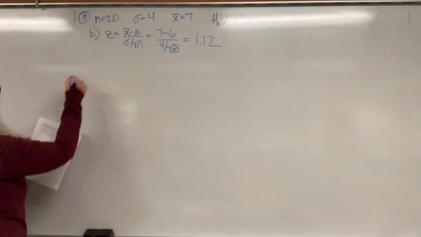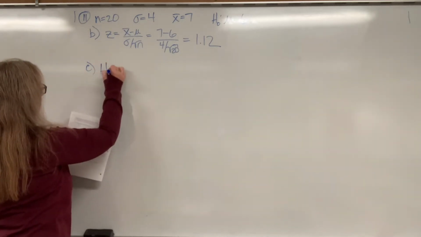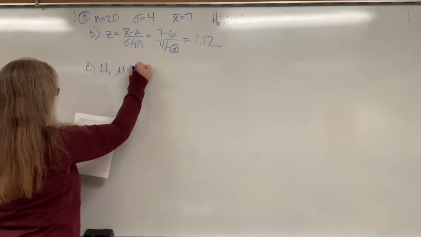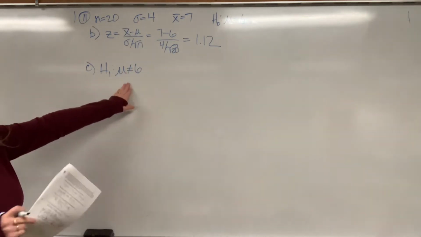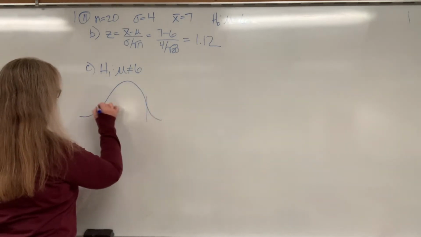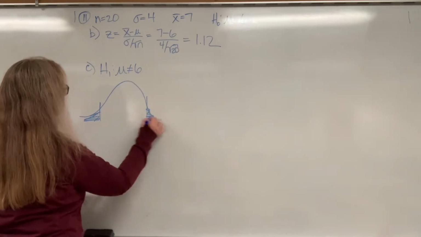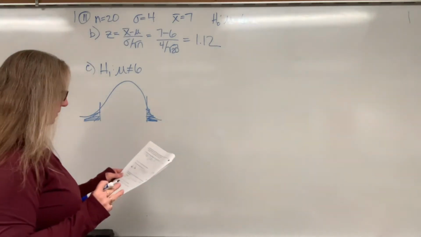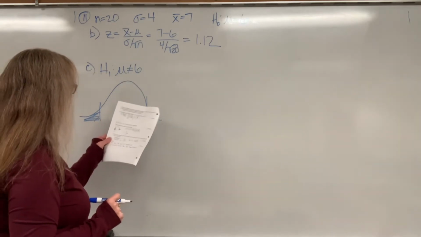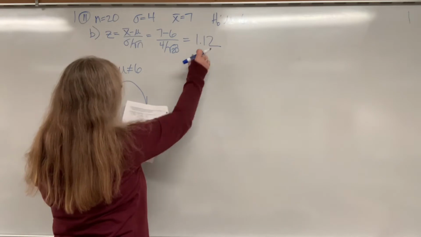It was given. For part C, it says if H1, the alternative hypothesis, is not equal to 6, that means it's two-tailed, right? So I have two tails. And since I'm using Z, I know I'll have to multiply times 2. You already computed Z, now find the p-value.